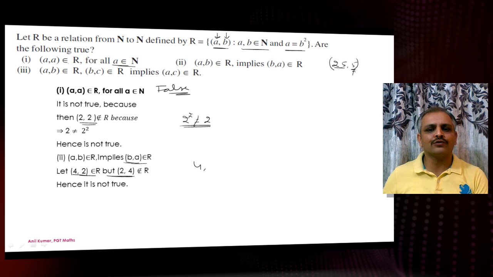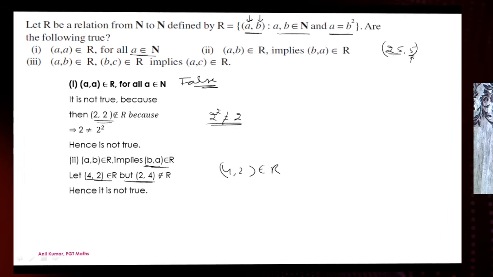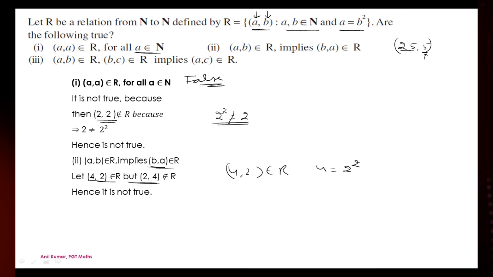4 comma 2 belongs to relation. The reason is 4 is equal to 2 square. But if I interchange the position, 2 comma 4 will not belong to relation, because 2 is not equal to 4 square. So this is also not true. So this is also a false statement. So second is also false.